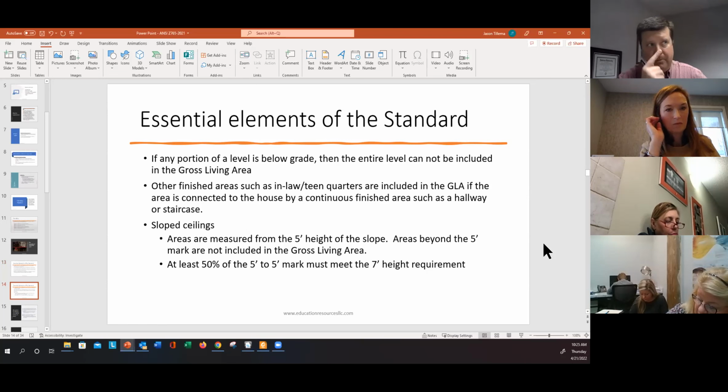This first bullet point here is what tends to cause a little bit of heartache for some people. If any portion of a level is below grade, then that entire level cannot be included in the gross living area.